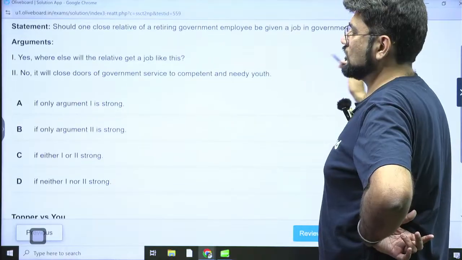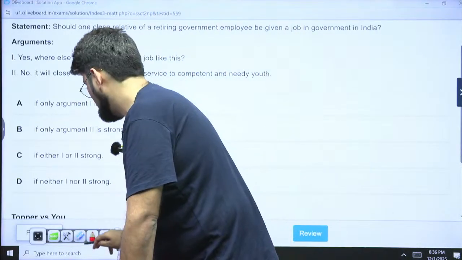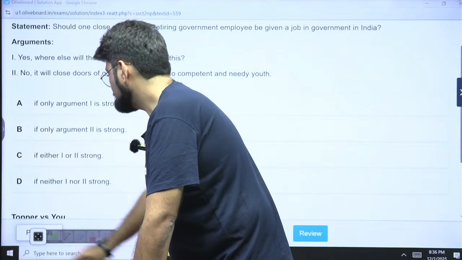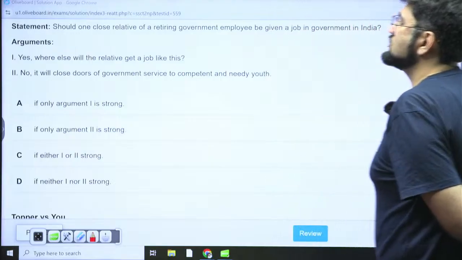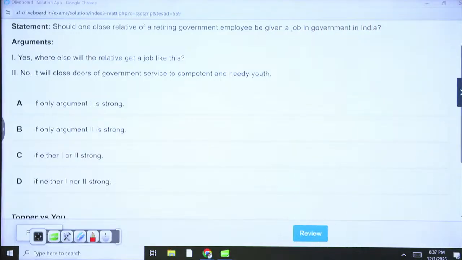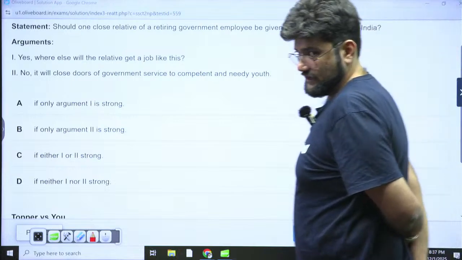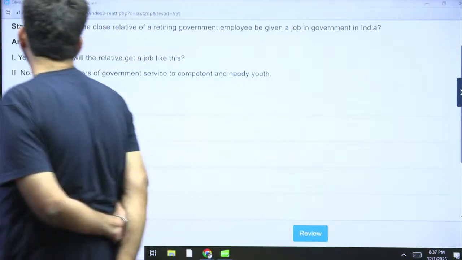Strong argument, weak argument. This one was very easy actually. If you read it, you will get it right away. Should one close relative of a retiring government employee be given a job in the government in India? The arguments are yes. Where else will the relative get a job like this?